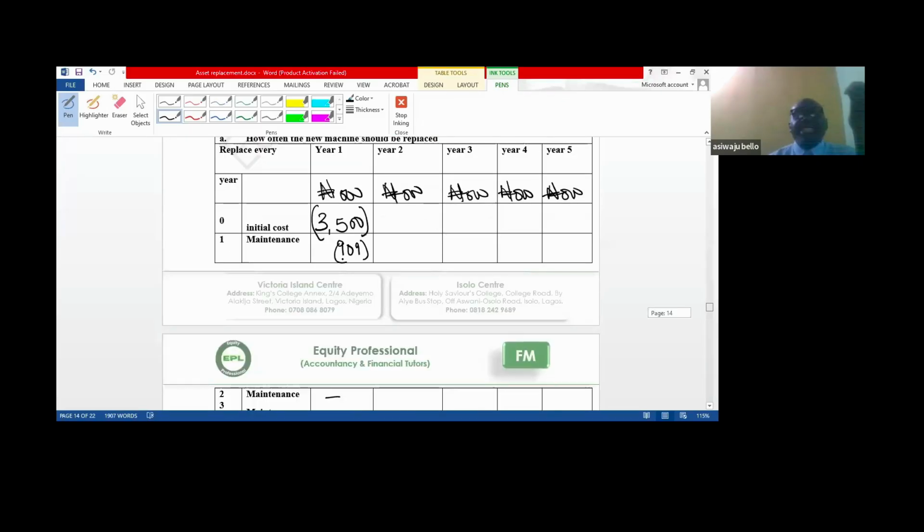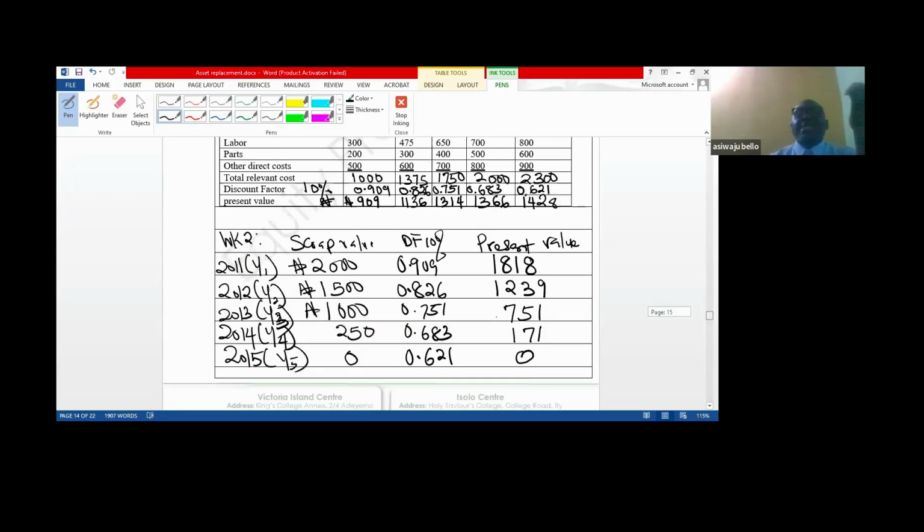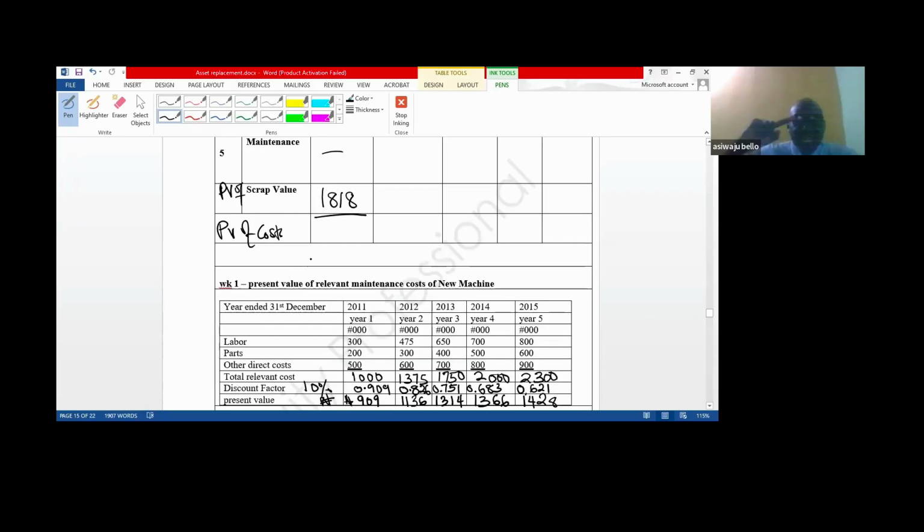You can now get the present value of cost for year 1. Look at it: 3,000 negative plus 909 plus 1818. That will give you the present value of cost if the asset is replaced after 1 year, then we will not get to year 2. Look at it again.